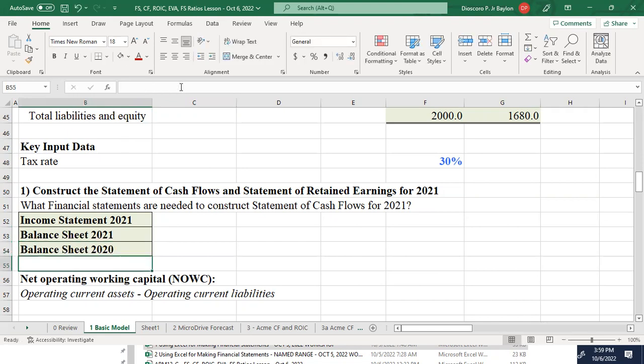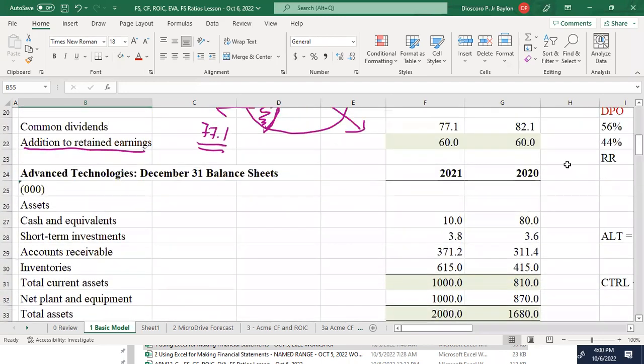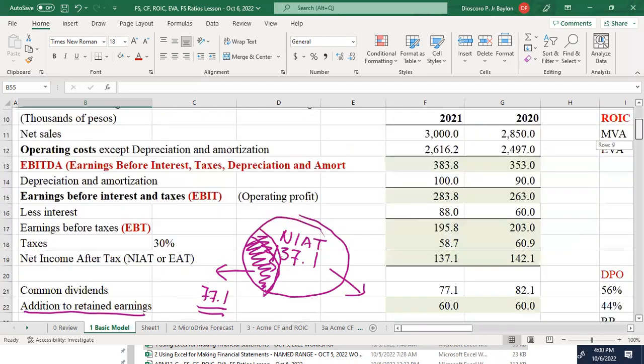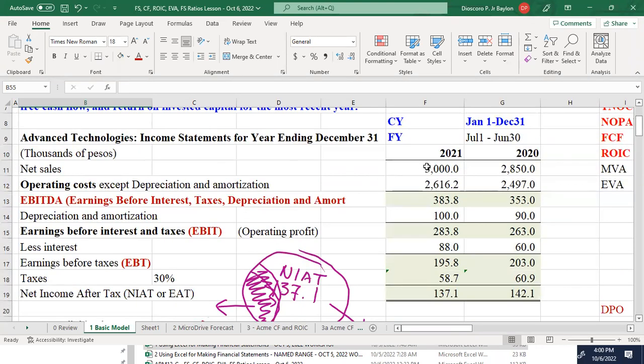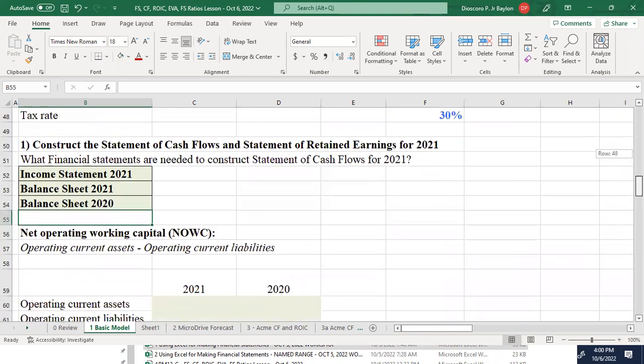Question. Will we be able to construct our statement of cash flows? Answer is yes. Why? Do we have an income statement for 2021? Yes. Up above, we have here our income statement for 2021. Second requirement, do we have the balance sheet for 2021? Yes. We have the balance sheet for 2021 and also the balance sheet for 2020. Okay, since the documents are complete, then we can prepare the statement of cash flows.